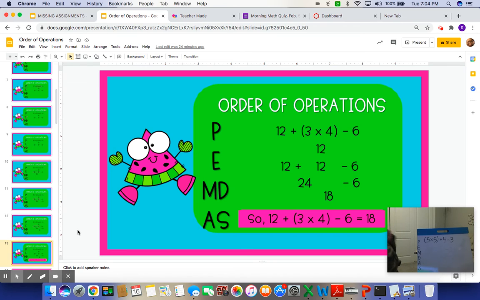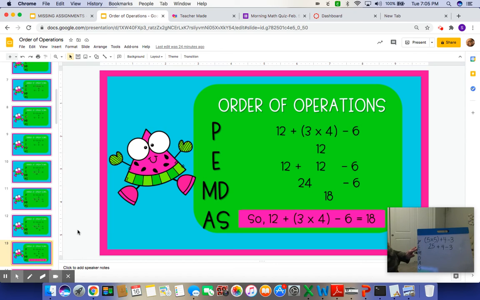And remember, you can count by 5s 5 times. 5, 10, 15, 20, 25. So 5 times 5 is 25. I'm going to write my 25. I'm going to bring down my plus sign, bring down my 4, bring down my subtraction, and my 3. So I'm rewriting the problem now that I've solved 5 times 5. So we're done with parentheses.